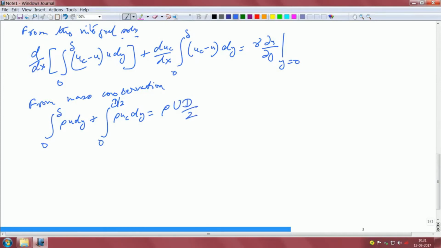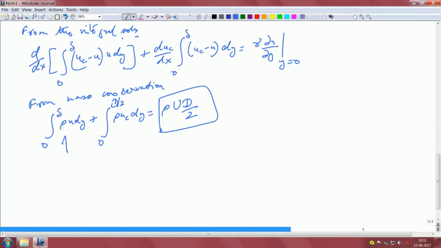Try to understand this particular expression at any point in the entrance length. The total mass is given by this. This is the mass that is entering inside the duct, so that is rho u d by u, and u is constant. So, this is the total mass that you are flushing in.